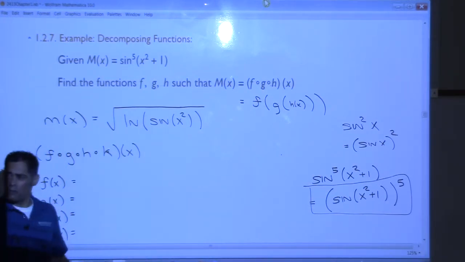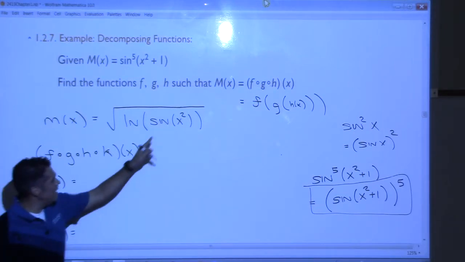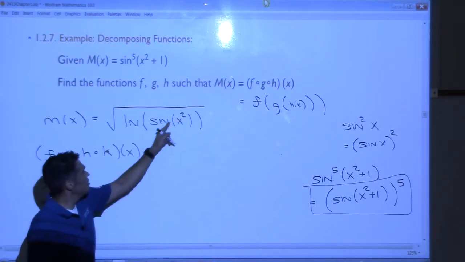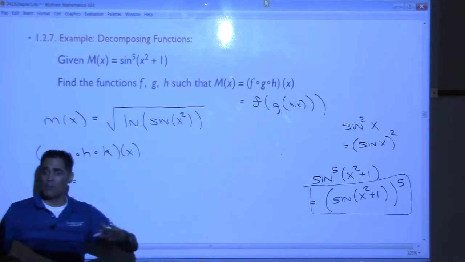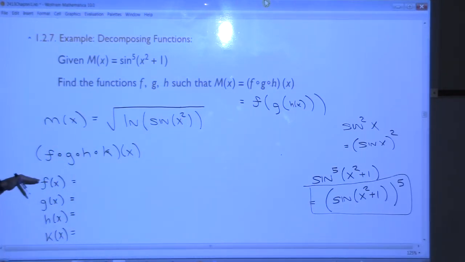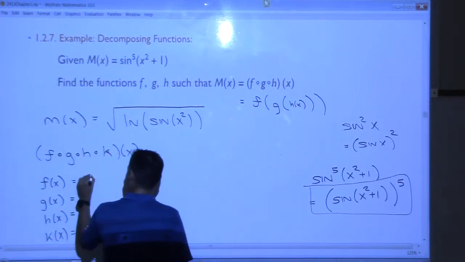Square root it. Now, does everyone understand what I mean by that? Like if you plug in an x, you're going to first square it, then you're going to do sine, then you're going to do natural log, and then at the end you're going to square root it. So the square root is the last thing that happens, so that's going to be my outer function f. Square root of what? x.